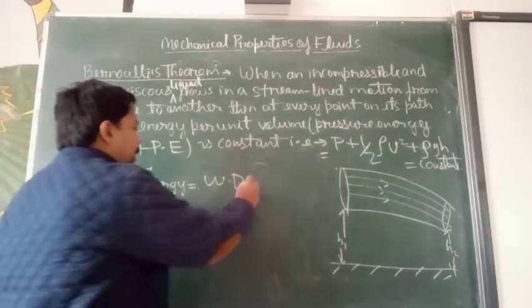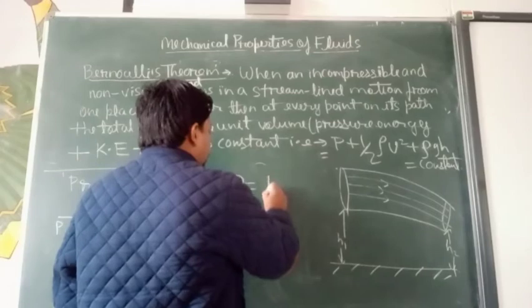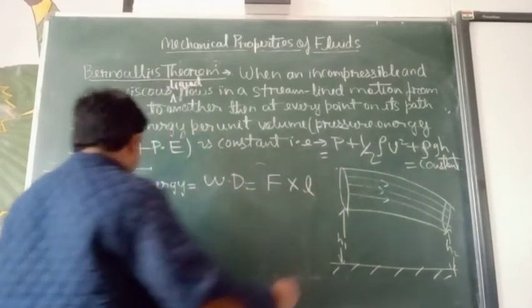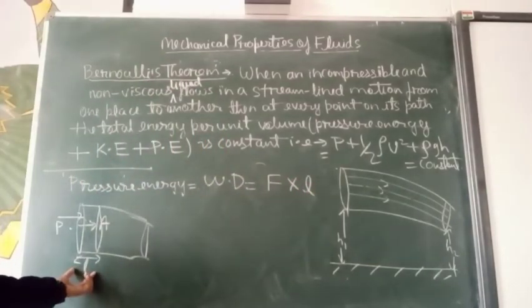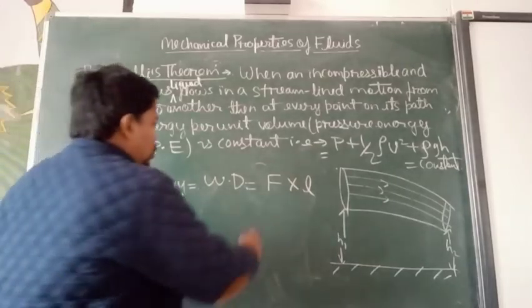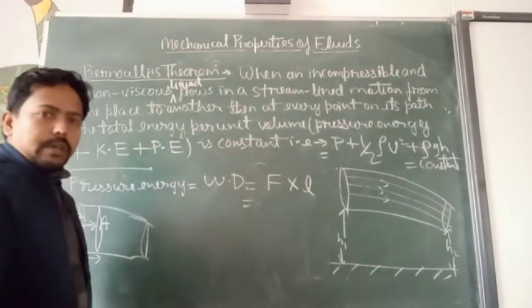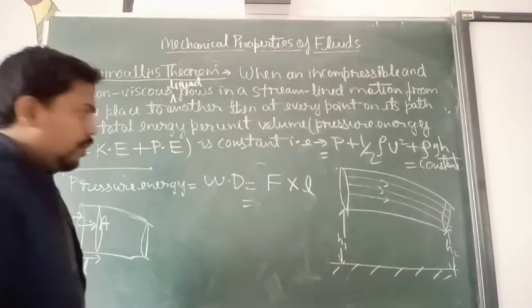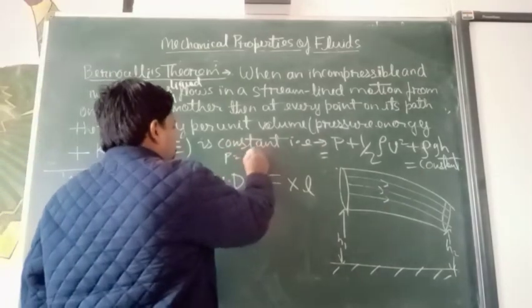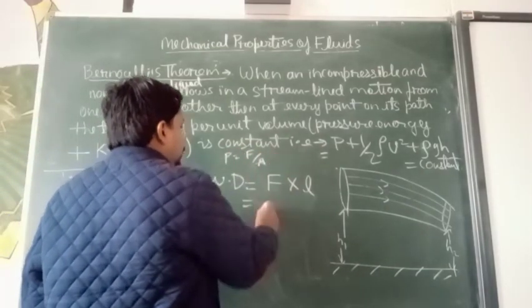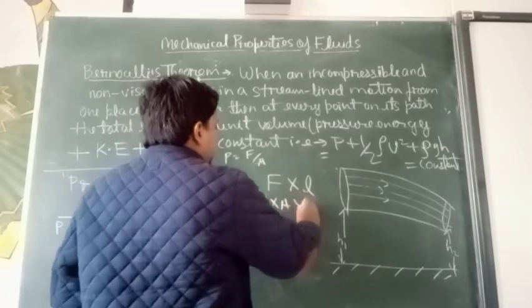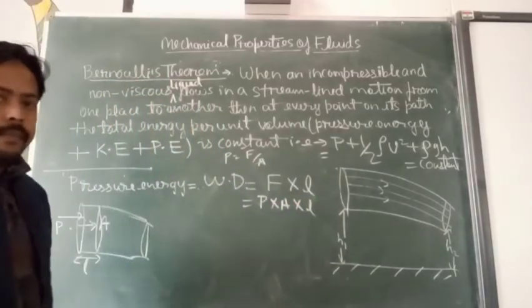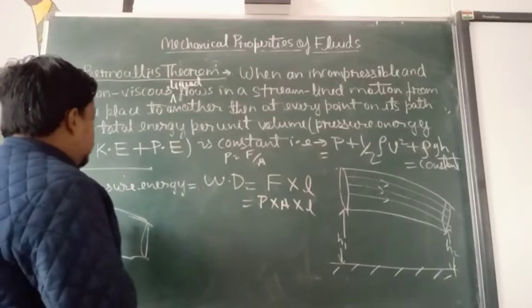That work done will be equal to force into displacement, and displacement you can see in the column is L. It is denoted by small s. So force, we can write in terms of pressure, because pressure is force upon area, and force is equal to pressure into area. So the work done is pressure into area into length. This is what we can write. So this is the pressure energy.